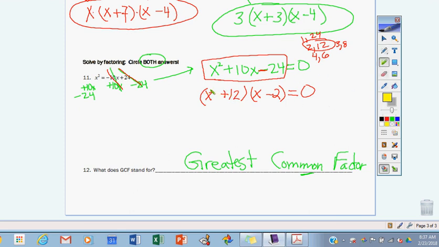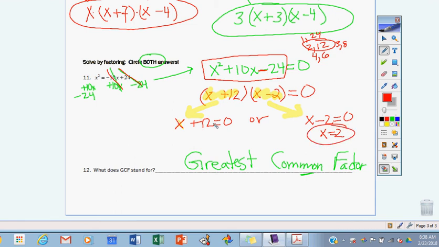All right, I have something times something equal to 0. So what does that mean? That means one of these somethings has to equal 0. So one factor times another factor equals 0. So that's where we get our split. So we get x plus 12 equals 0, or x minus 2 equals 0. Adding 2 to both sides on this one, I get an answer of 2. Subtracting 12 from both sides of this one, I get a negative 12.